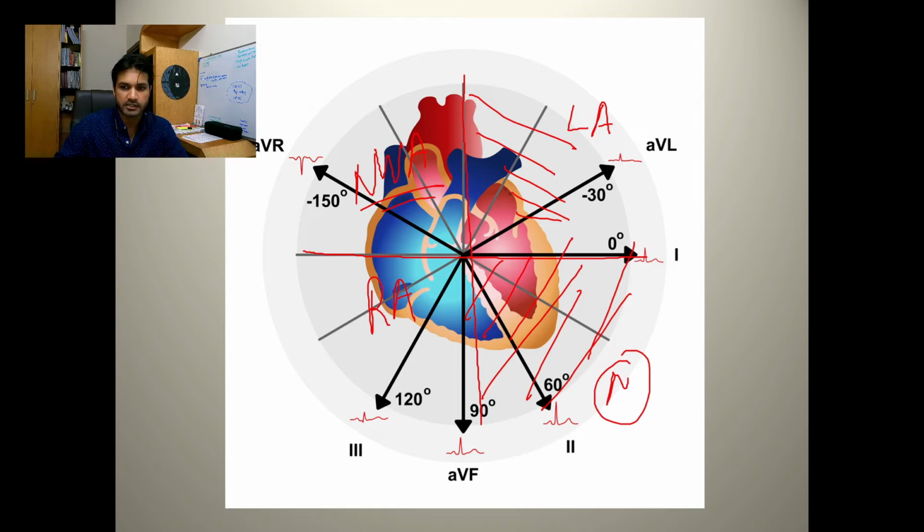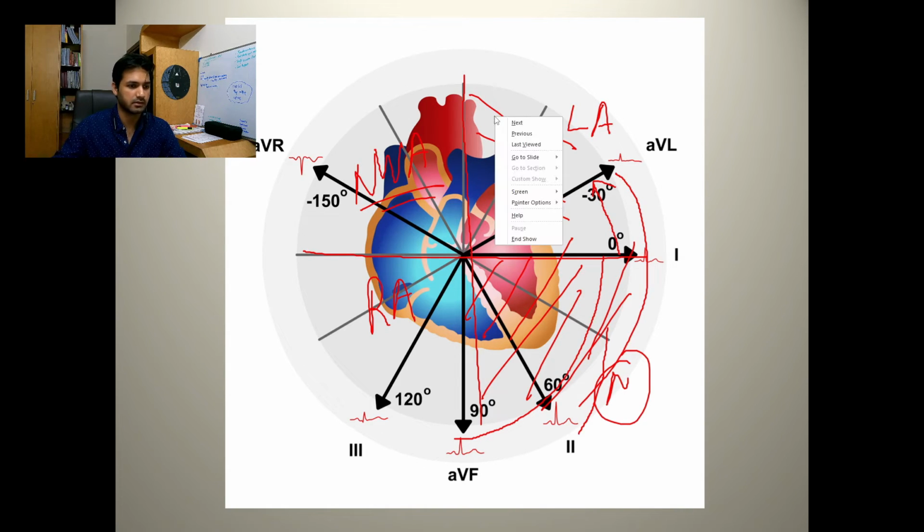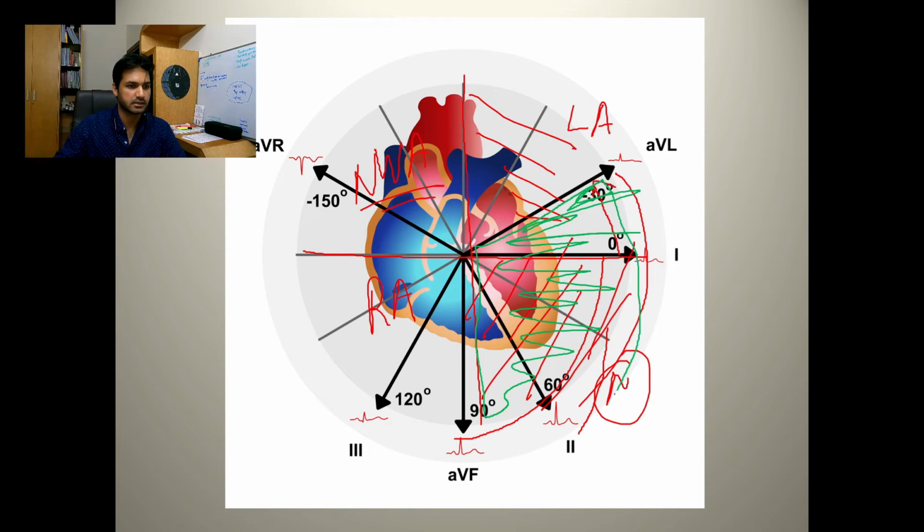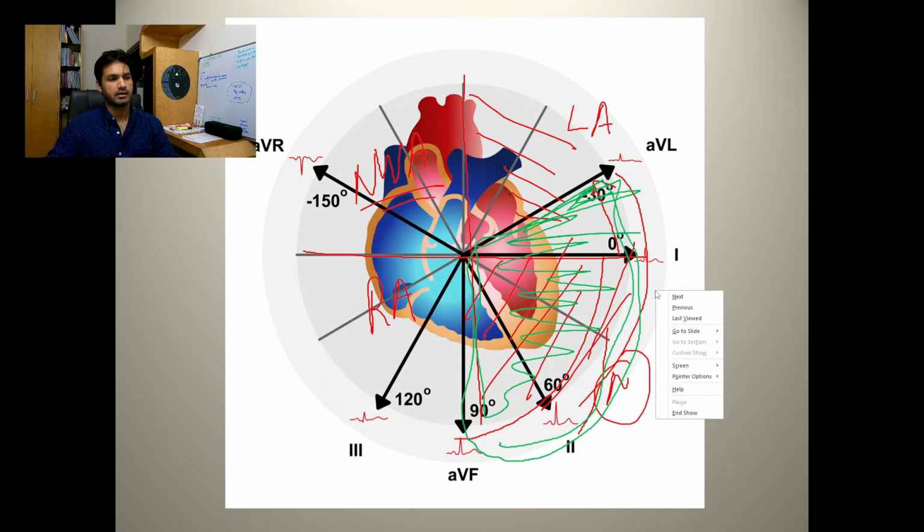The normal axis actually extends from 90 degrees all the way to minus 30 degrees. So this, the entire thing. Let me just get a different color. Green, okay. So this entire thing is left axis. Okay. And how you tell the axis based on the ECG strip, I'll just tell you right now.